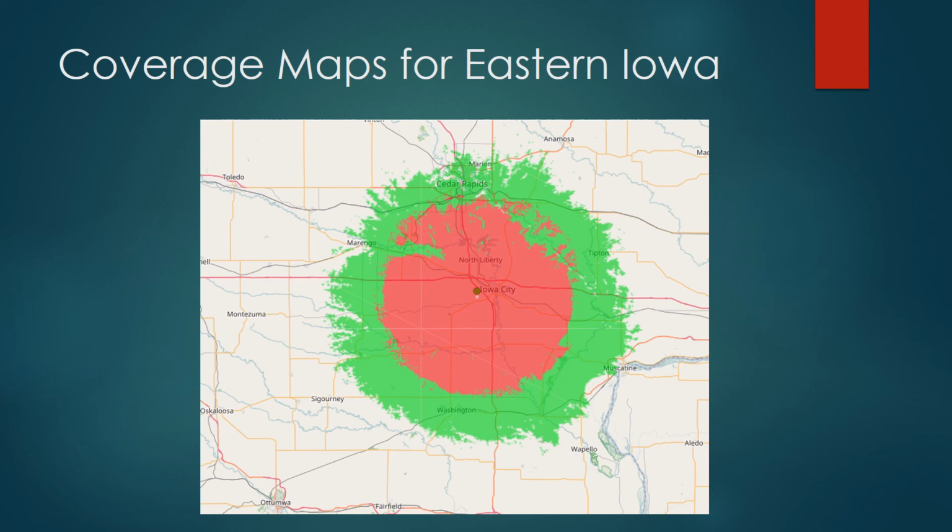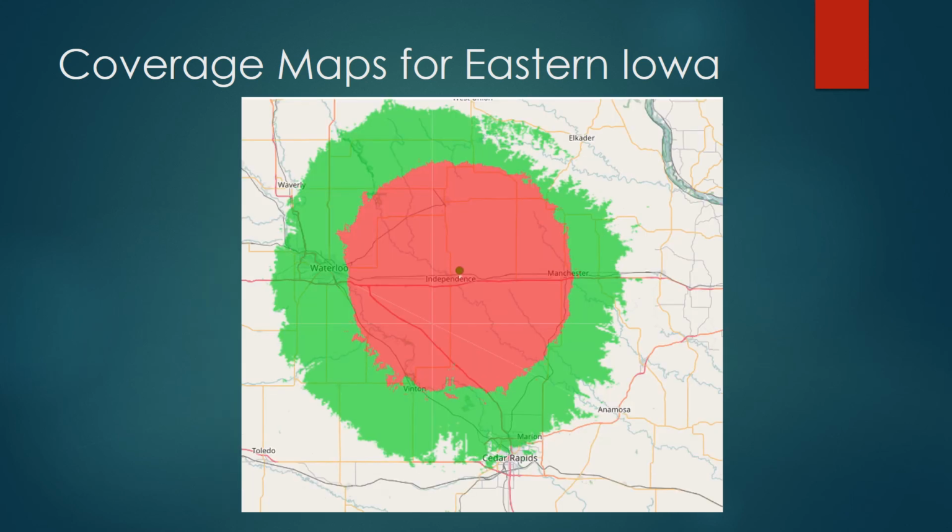And the other repeater that will cover the area is the Independence repeater. This is located up by Waterloo. And again, red is indoors, green is outdoors, and you can see the green area just about makes it to Cedar Rapids.